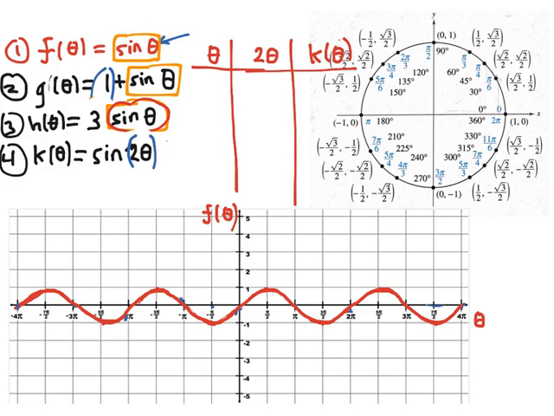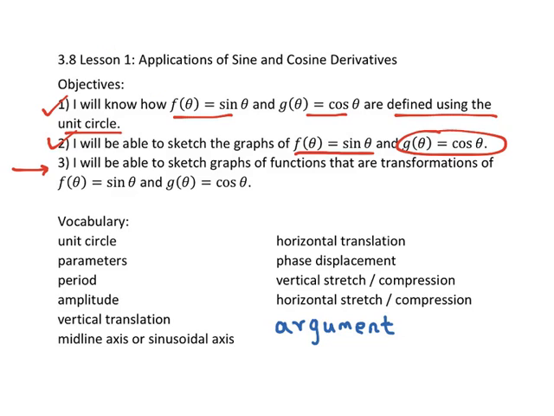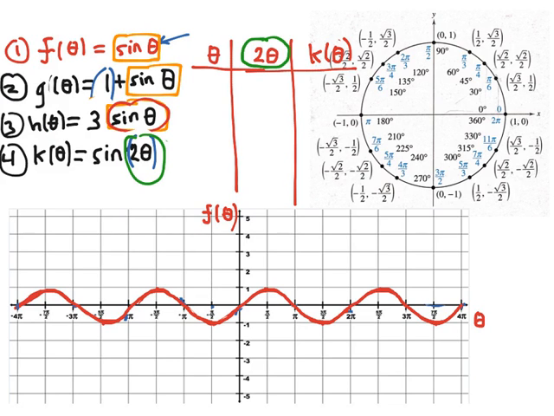Notice the table that I just made. It has 3 column headings. The column in the middle is 2 theta, which matches what we call the argument of the sine function. So I'm adding this to our vocabulary list. What we're taking sine or cosine of, we call that quantity the argument of the sine function or the cosine function. It's what we're taking sine of or cosine of. So we have 2 theta as the argument of the function. We're taking sine of whatever 2 theta is.